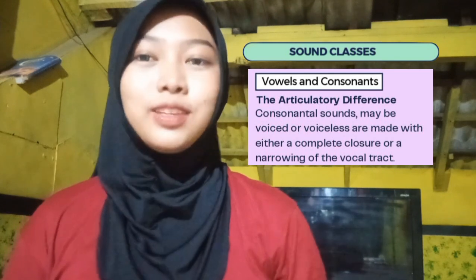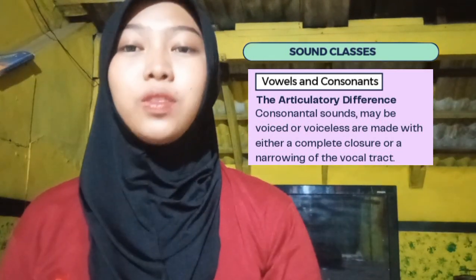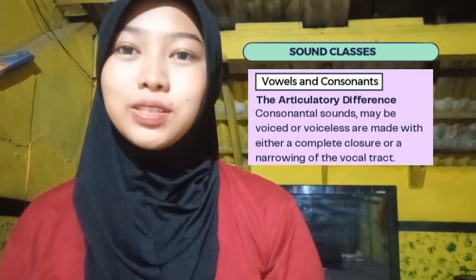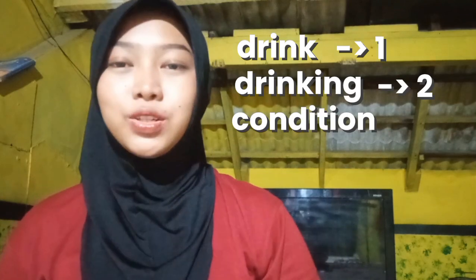The sounds of language can be grouped into classes based on the phonetic properties that they share. The most basic division among sounds is into two major classes, vowels and consonants. Vowels and consonants can be distinguished on the basis of differences in articulation or by their acoustic properties. A syllable can be defined as a peak of sonority surrounded by less sonorous segments. For example, the word drink contains one syllable, the word drinking two syllables, and the word condition three syllables.